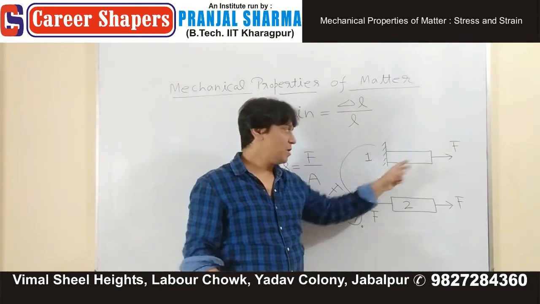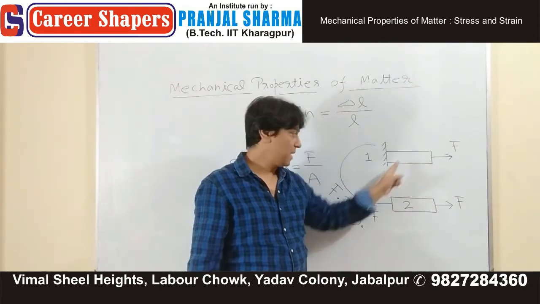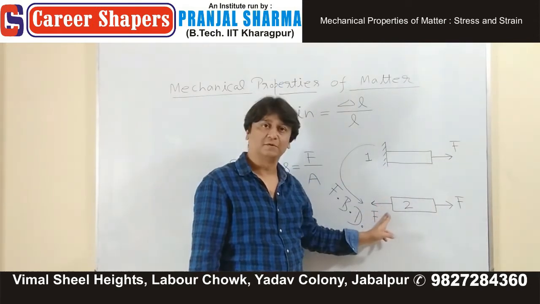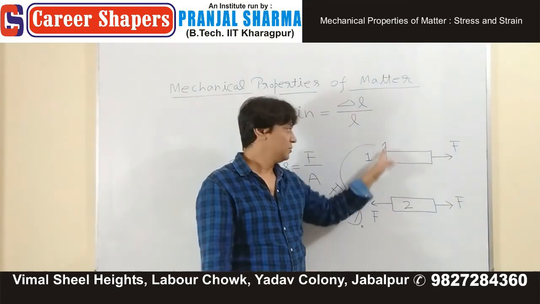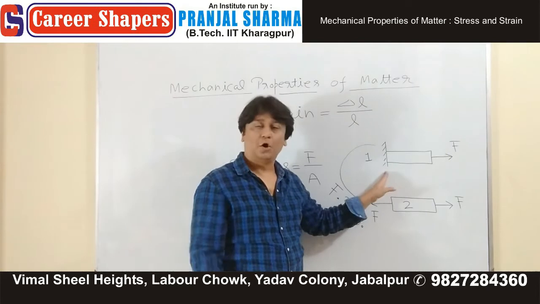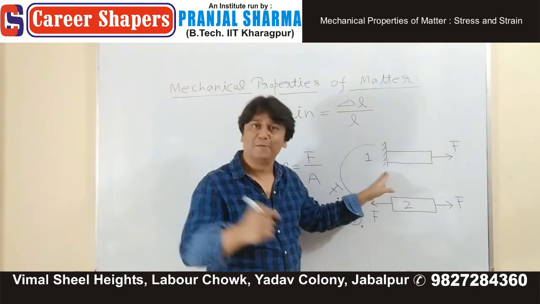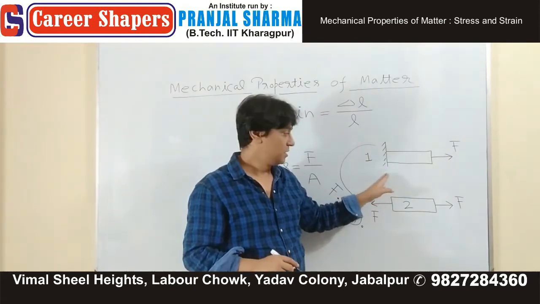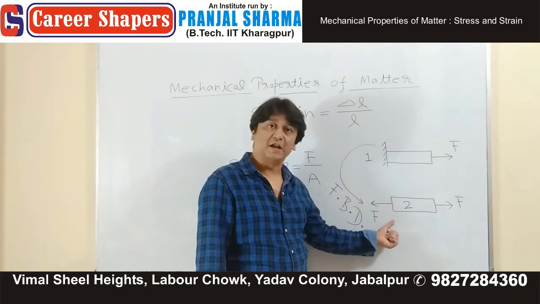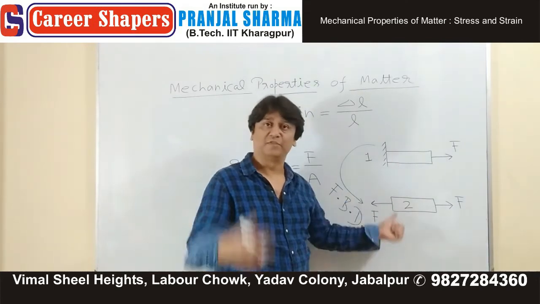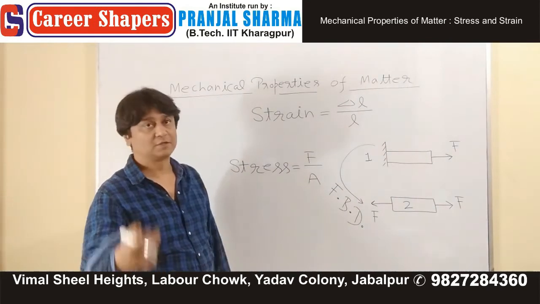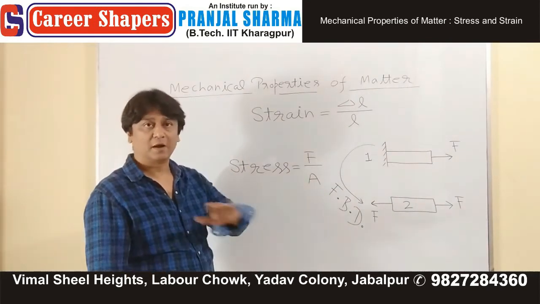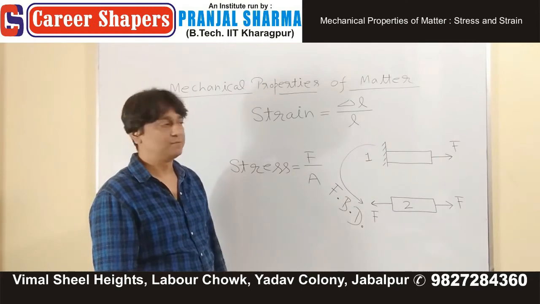Then how do you stop this wire from moving? Apply exactly the same force, magnitude wise, at this end, and the left end automatically becomes what? A rigid end. If I say this is the free body diagram, that means both are the same. In both wires, stress and strain are exactly the same.